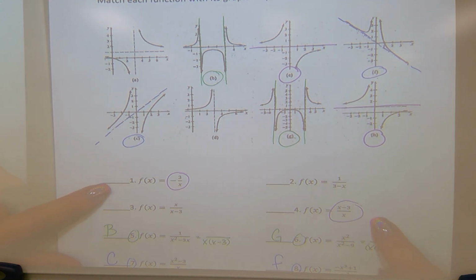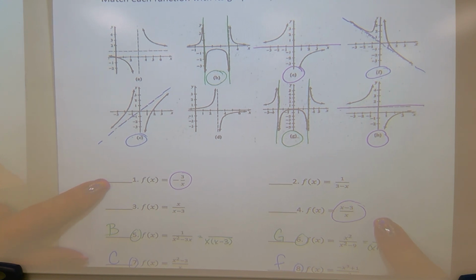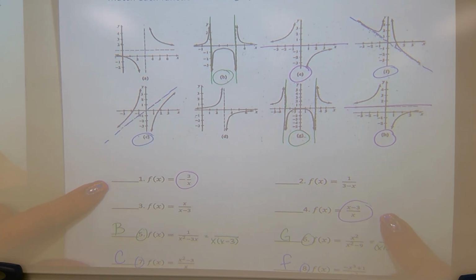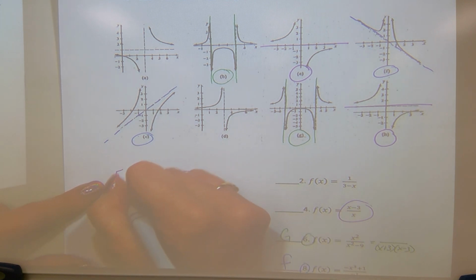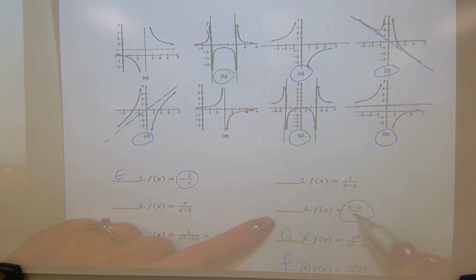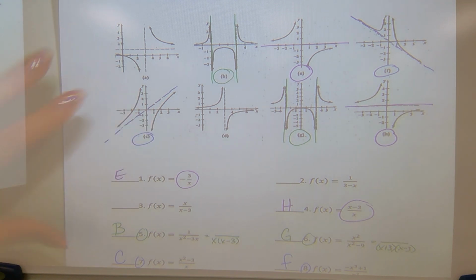Which one has a horizontal asymptote at 0 and which one has a horizontal asymptote at 1? Well, compare the degree of the numerator to the degree of the denominator. Less than gives me a horizontal asymptote at 0. Equal degrees gives me a horizontal asymptote at the ratio of the leading coefficients. 1 over 1 is just 1, so that one's going to be H. And now I only have 2 left. My last 2 to fill in have to be A and D.